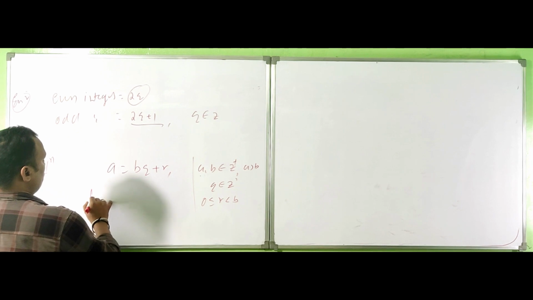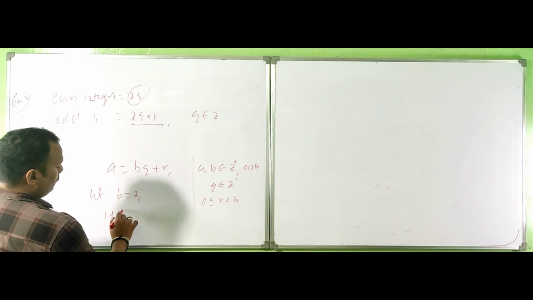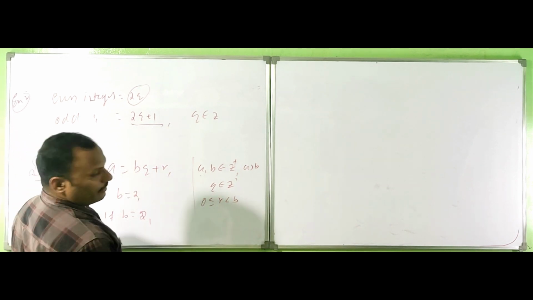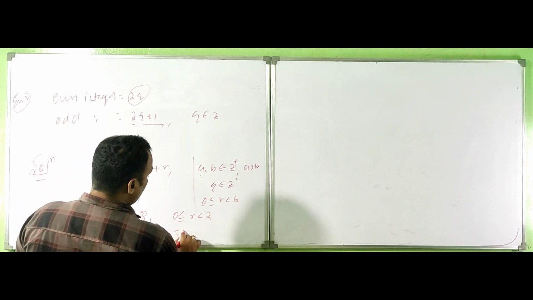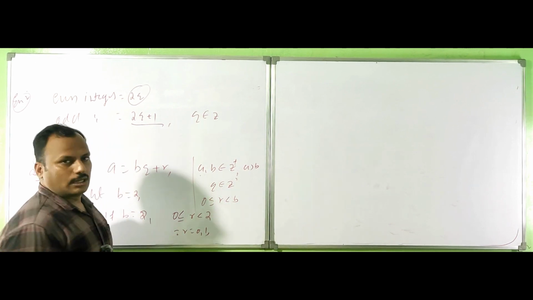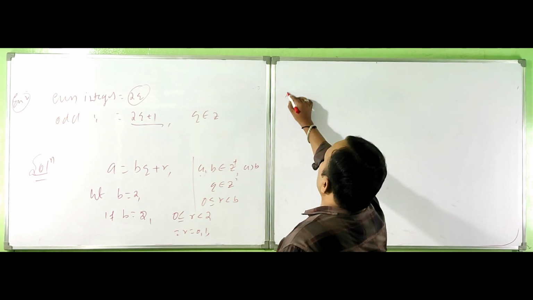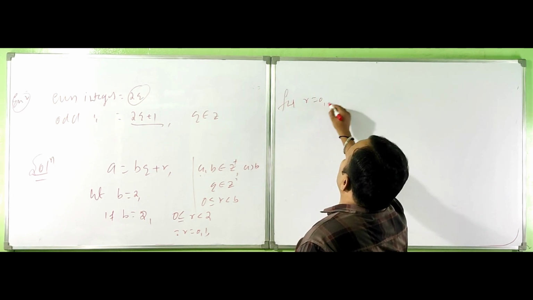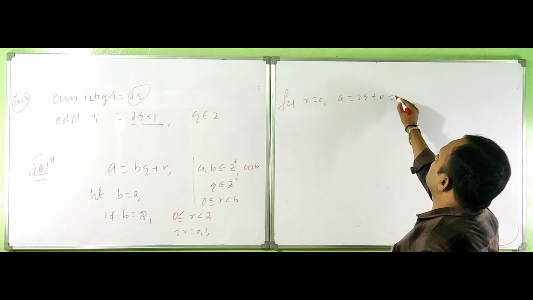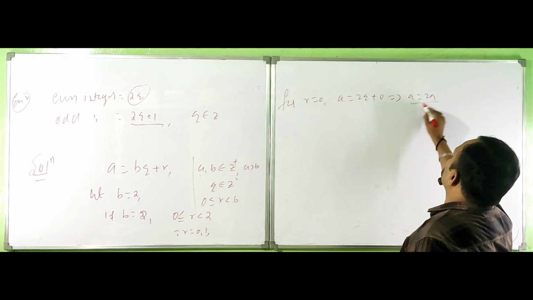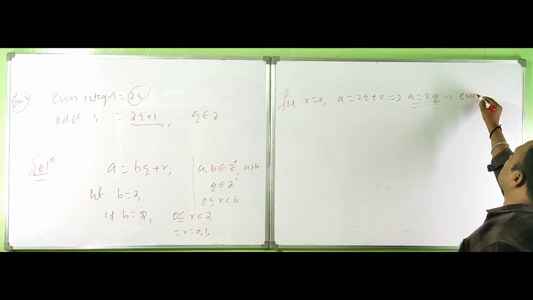Let us take b is equal to 2. If b is equal to 2, what are the values of r? 0 is less than or equal to r less than 2, so r can be 0 or 1. You cannot take 2 because r is less than 2. For r is equal to 0, a becomes 2q plus 0. This implies a is equal to 2q.